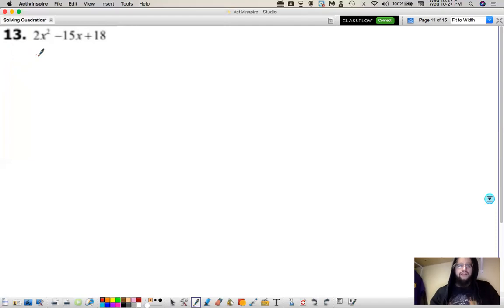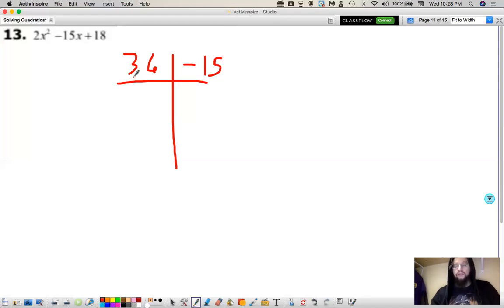Factor out the GCF, done. A times C, 2 times 18 is 36. And I need that to add up to a negative 15. Wait a minute, that's a positive 36. So they have to both be the same sign. That's negative, and they both better be negative.